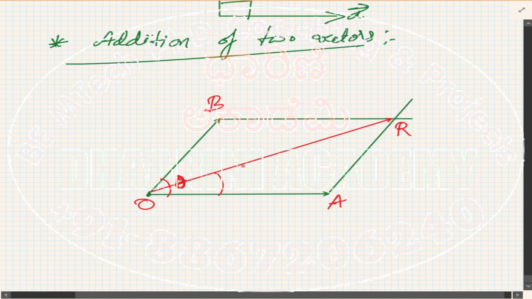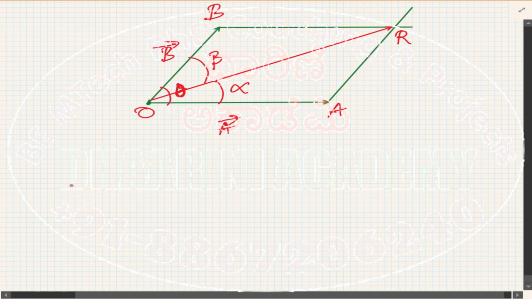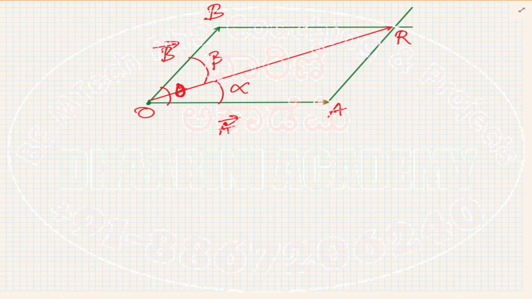So now the resultant is going to make an angle, say alpha, with respect to the first vector, that is vector A, and with respect to the other vector B, there will be an angle beta. Alpha and beta are the angles made by the resultant with respect to A and B. So I'll call this vector A, this vector B, and this resultant the vector R. Right, now how do you measure? So this is the formula to be followed.